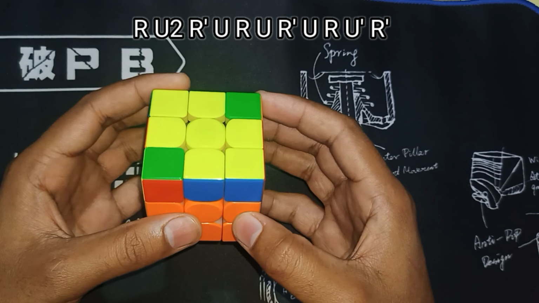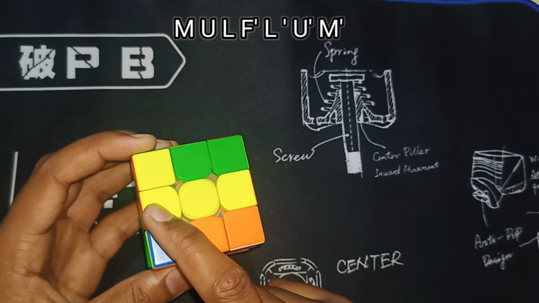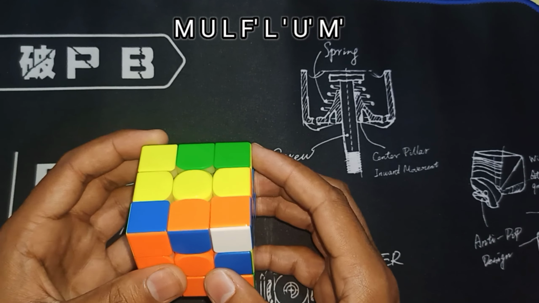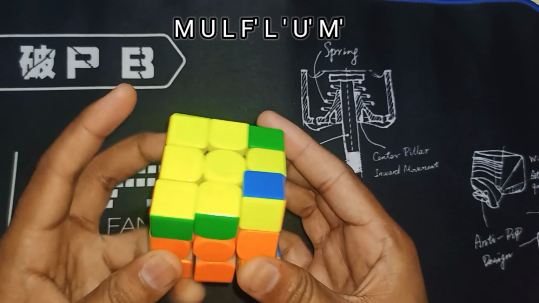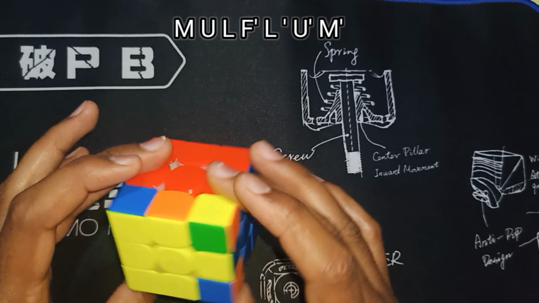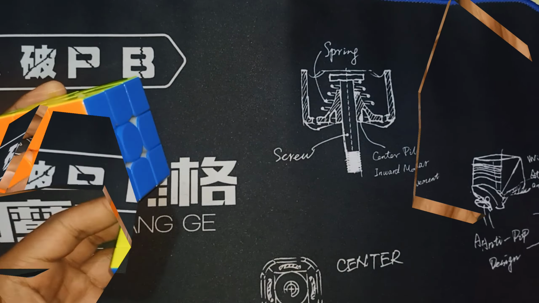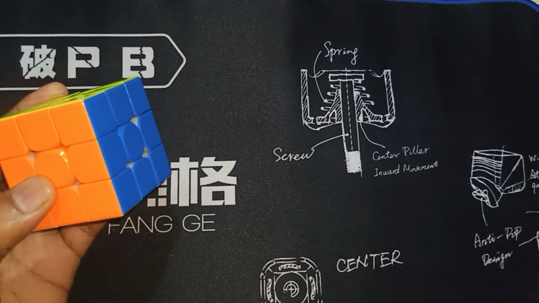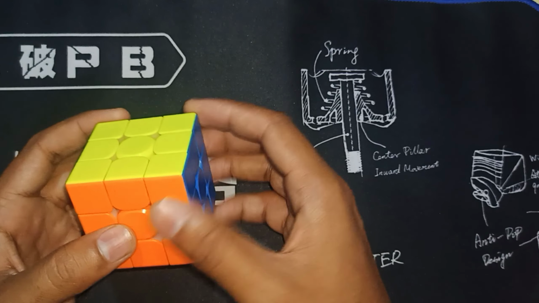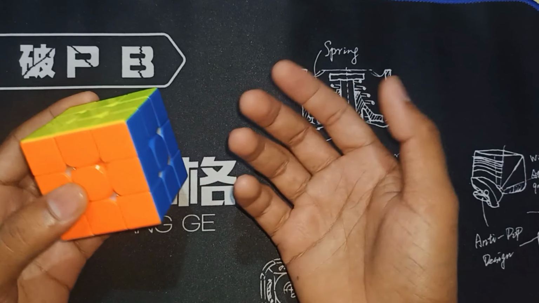Now if you have the same case with these two edges oriented, you can see a line, so you can do this algorithm, and all the edges are oriented. Now you can play with these three algorithms and you can figure out how to avoid dot cases by using these three algorithms.